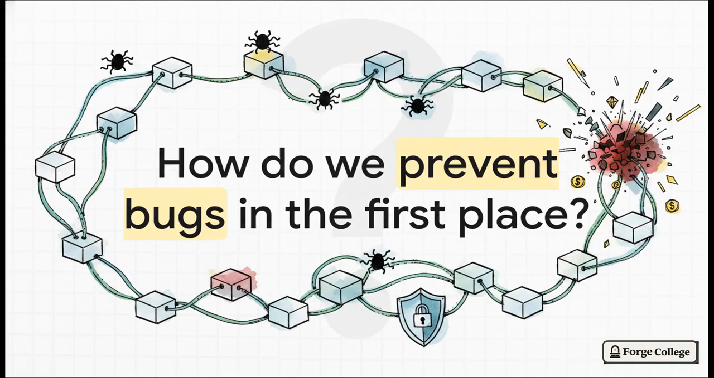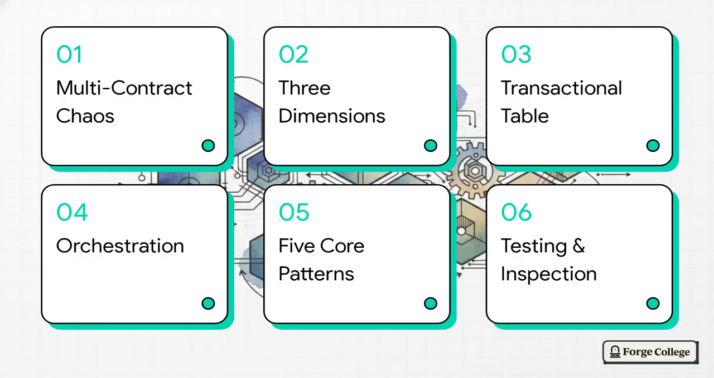So here is our blueprint for today. We'll be looking at the multi-contract chaos, 3 dimensions of integration, the transactional dinner table, mapping contract orchestration, 5 advanced integration patterns, and finally, testing and inspection. Let's get right to it.